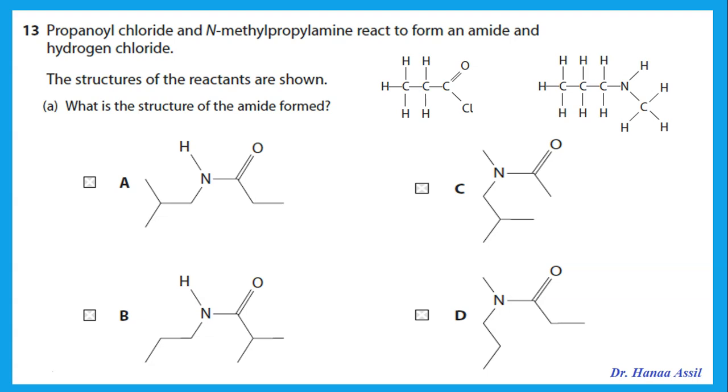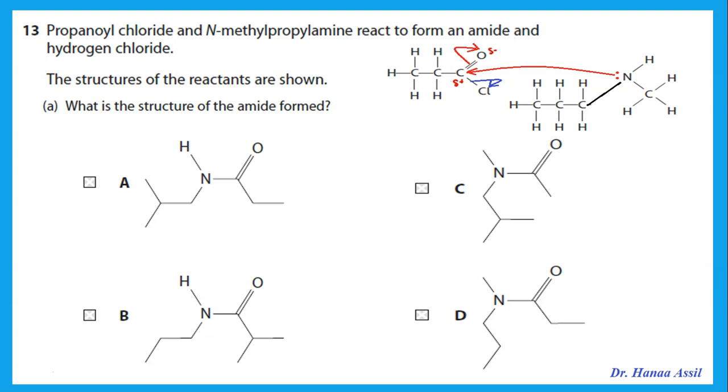Remember, when I have an acyl chloride and we're reacting it with an amine, the lone pair of electrons on the nitrogen will attack the slightly positive carbon of the carbonyl. The electrons of the carbonyl go to the oxygen and then come back and release the Cl in the form of HCl. So the nitrogen there of the amine is attacking the carbon of the carbonyl to form an amide. So which amide will be formed? You will find that it is this product.